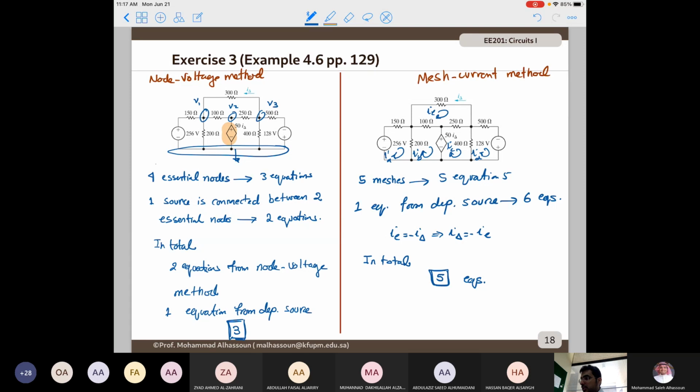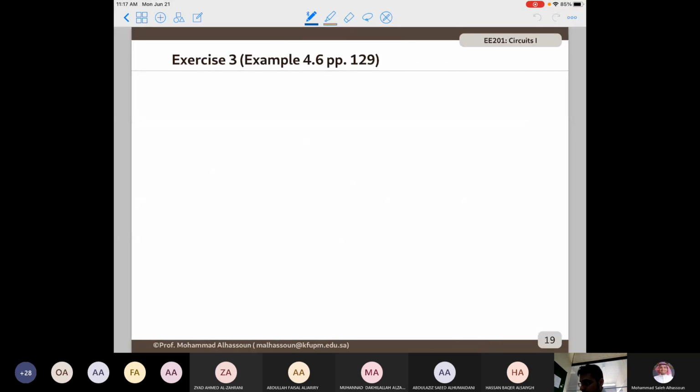I'm not going to solve this exercise. It's actually in the book. You can refer to it. But what I'm going to tell you is we need to use the node voltage method. And the result, since we are asked to find the power, is 16.57 watts. So this is again in the book. You can refer to it.